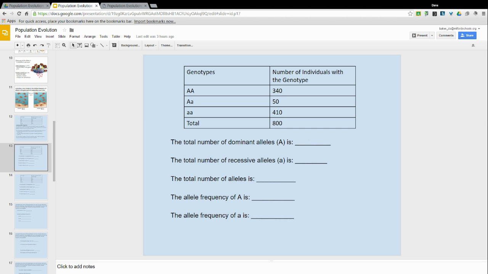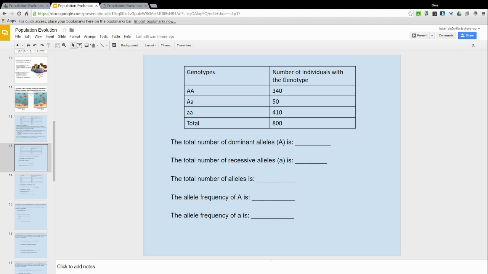So to see if a population is evolving, you can actually calculate and count up the number of dominant alleles, the number of recessive alleles, and you can get what we call the allele frequency, which is the percent of a specific allele in the entire gene pool. So today we're going to be looking at how to go about calculating this information.